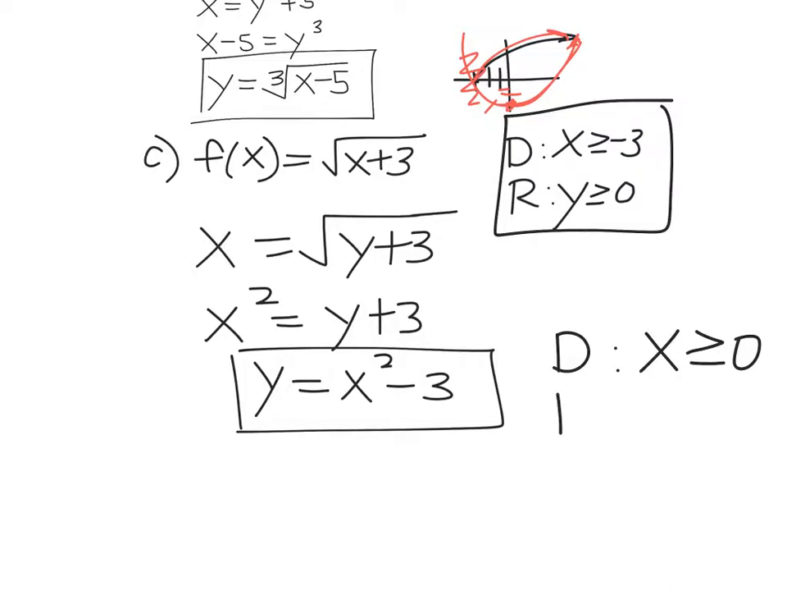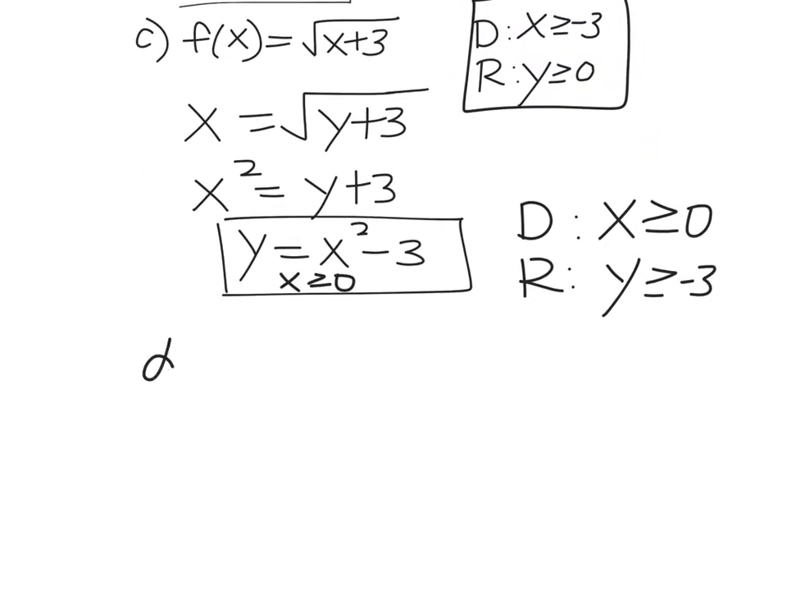And what would the range be? y is greater than or equal to -3. Isn't that cool? Everything switches. x and y both switch. And so if you were going to say this is your answer, the inverse is x squared minus 3, you would need to write as long as x is greater than or equal to 0. Okay? I've had people write only the right side of it, which I know you're right, but that's kind of silly. Okay, last one of these, and we'll get to the last part.